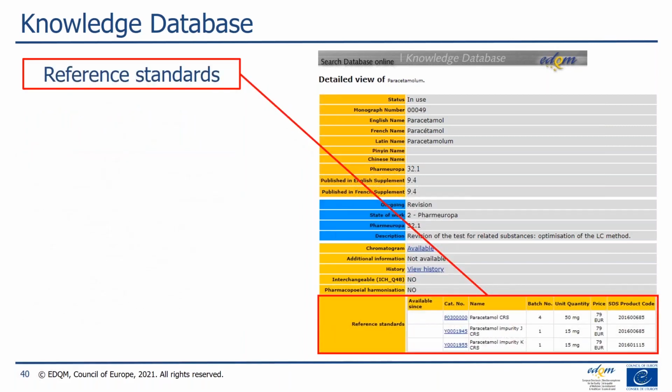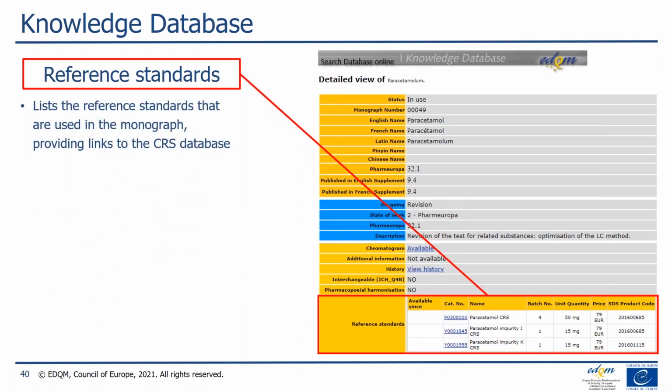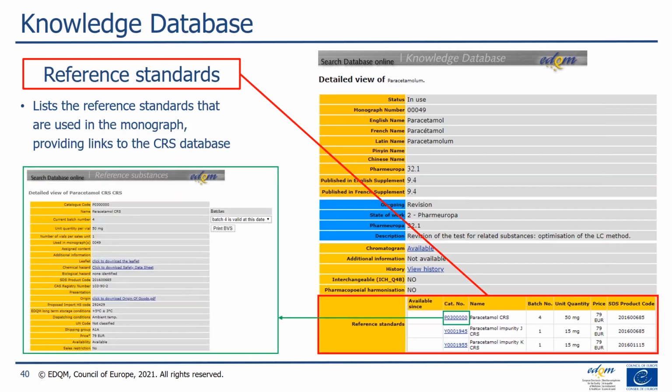And here we have the reference standards. And this section lists all of the reference standards that are used in the monograph and provides links to the CRS database. So clicking on the link there for paracetamol CRS will take you to the page dedicated to that particular chemical reference substance, where there's a lot of other information provided, including safety data sheets, origin of goods documents, batch validity statements, storage and shipping information, and much more.